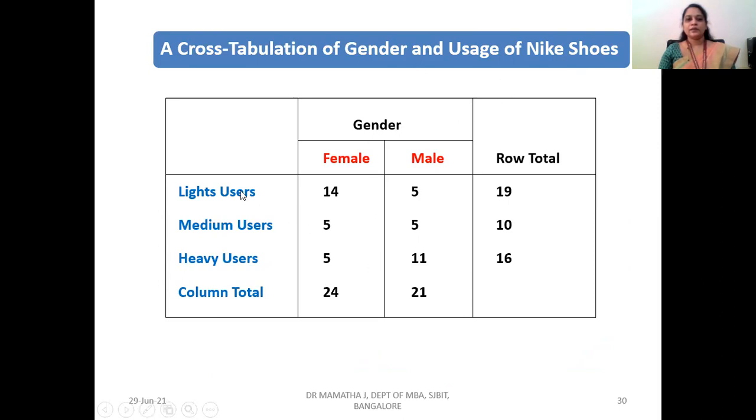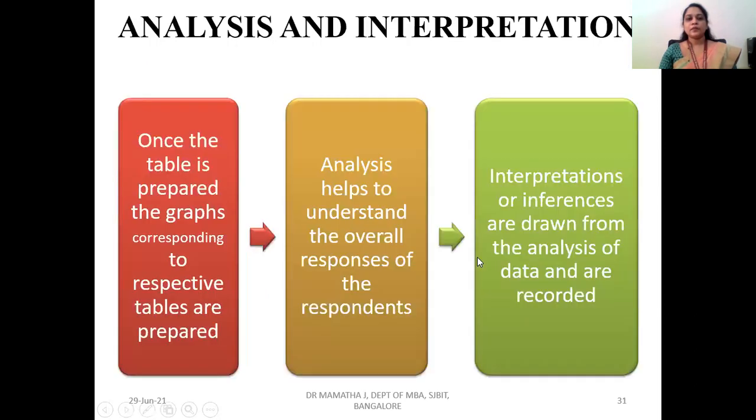You can see the usage: light users, medium users, heavy users. Three categories you have made, and you are comparing with the gender, female and male. So how many are light users within female and male? And in the row total, how many are medium users, male and female? The total column you are mentioning here.